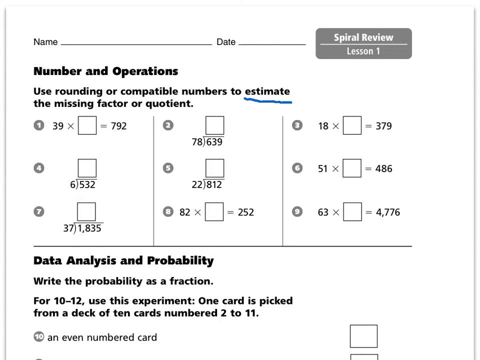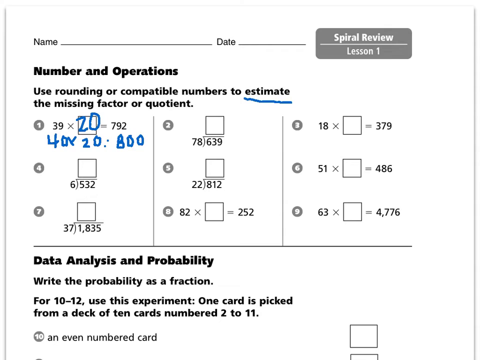I know that if I did 40 times 20, I would end up getting 800. So I'm going to do 39 times what will equal 792. Using this information, remember you're going to estimate, so 39 times 20 is almost 792.